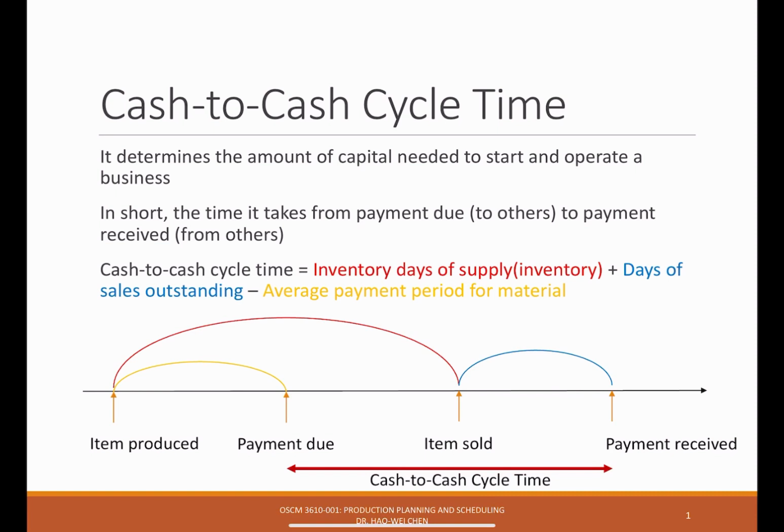So based on the definitions, basically the cash-to-cash cycle time can be calculated based on the following formulation. We want to find the sum of the inventory days of supply plus the days of sales outstanding, then subtract the average payment period for materials. Let's see how it works.